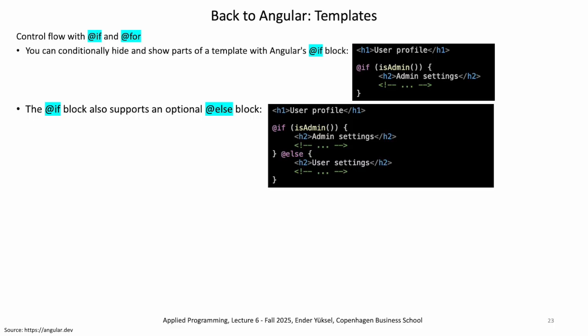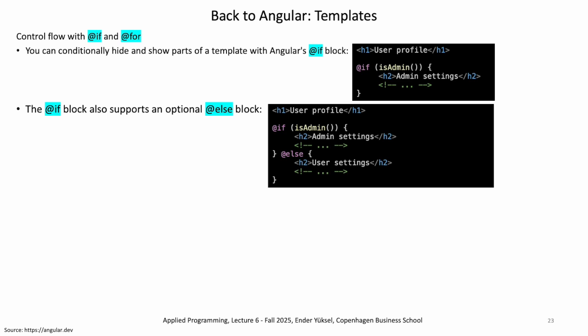In this example, we have the control flow that conditionally renders one of 2 different blocks of content. Here again, first we have the regular HTML user profile heading, which always renders. Then we have if block, which renders when isAdmin returns true. We have else block, which renders when isAdmin returns false. Let's see how it works.